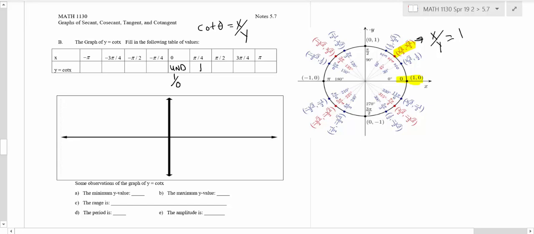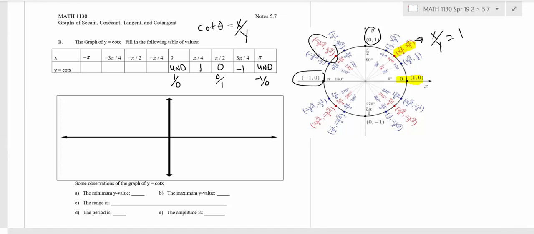If you go to pi over 2, x is 0, y is 1, so you get 0. If you go to 3 pi over 4, then x over y would be negative 1. And then if you go to pi, x over y would be negative 1 over 0, so that would be undefined again. Okay, so it's the same idea. You're going to see that these numbers vary from 1, 0, negative 1, and undefined. That's one period of the cotangent right there.